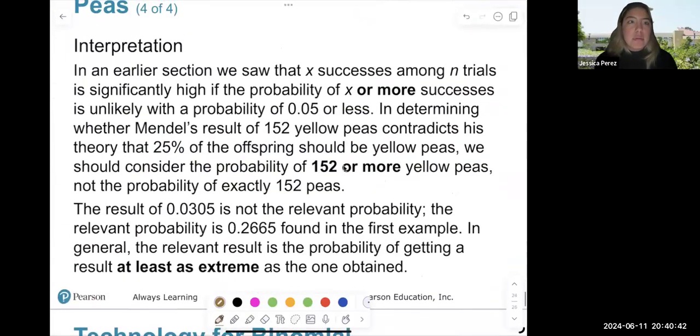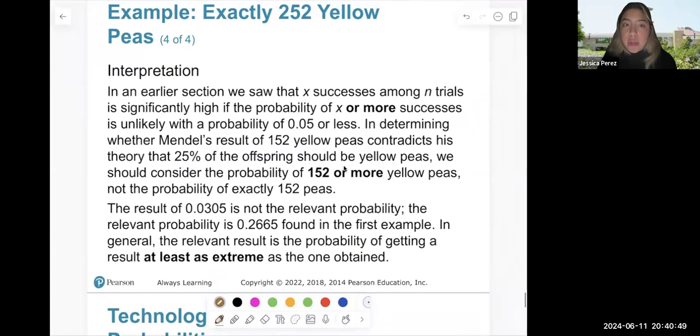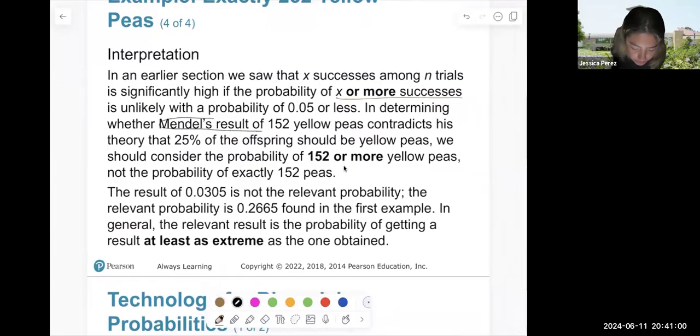So this interpretation says, in an earlier section, we saw that X successes among N trials is significantly high if the probability of X or more successes is unlikely. But we saw that Mendel's result for 152 does not contradict his theory, right? We saw 26% when we did it through a normal, and when using a binomial probability, we got 25%. But then we saw through a normal probability that if I want to find exactly 152 peas, the probability is 0.03, which is not a relevant probability, okay? The probability that is relevant for us was the 26%.